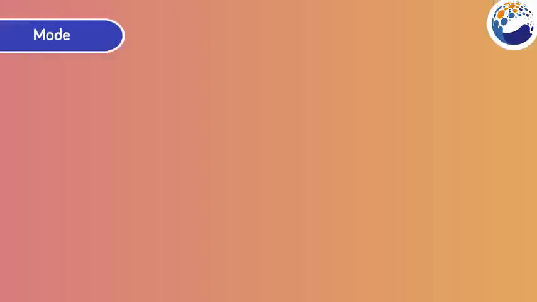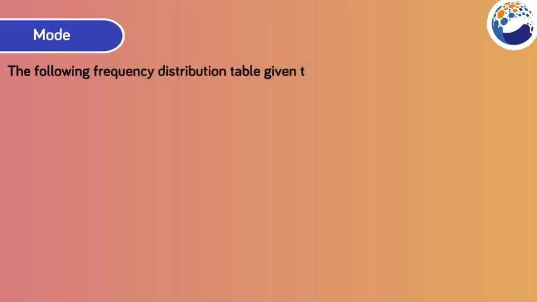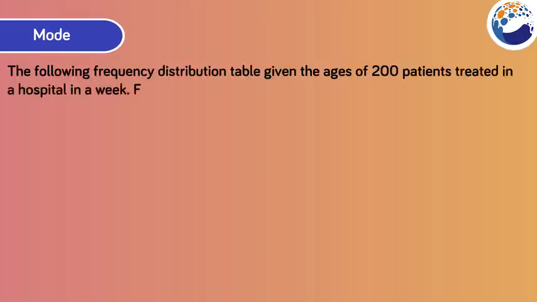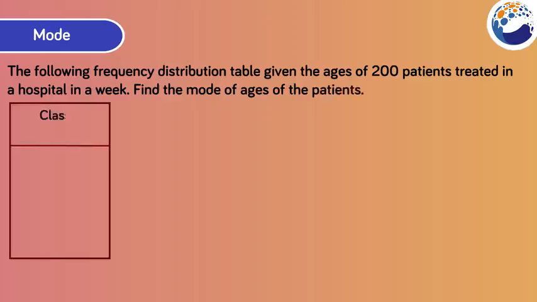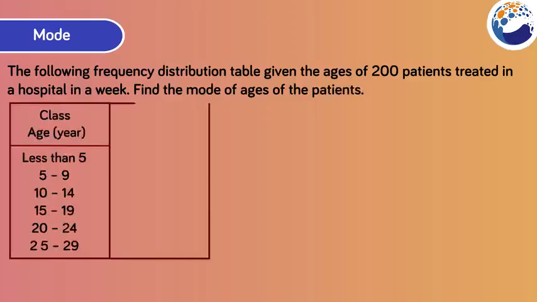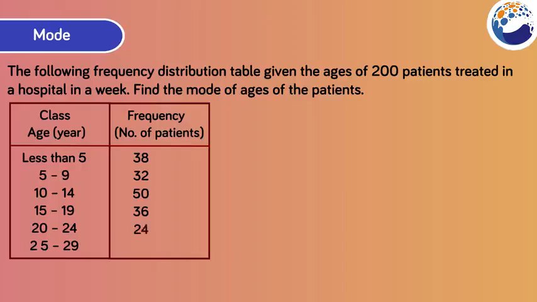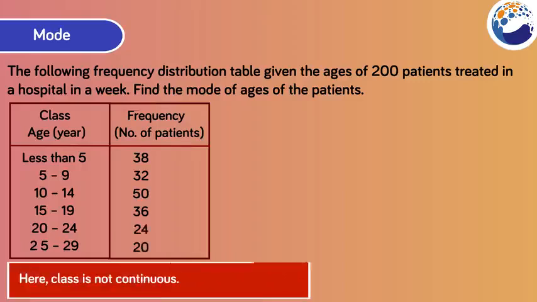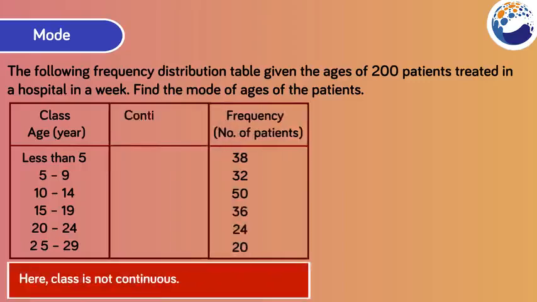The following frequency distribution table gives the ages of 200 patients treated in a hospital in a week. Find the mode of ages of the patients. First we write the class, where class is ages in years. Next we write the frequency, the number of patients. Here the class is not continuous. Therefore we create a new column for continuous class.